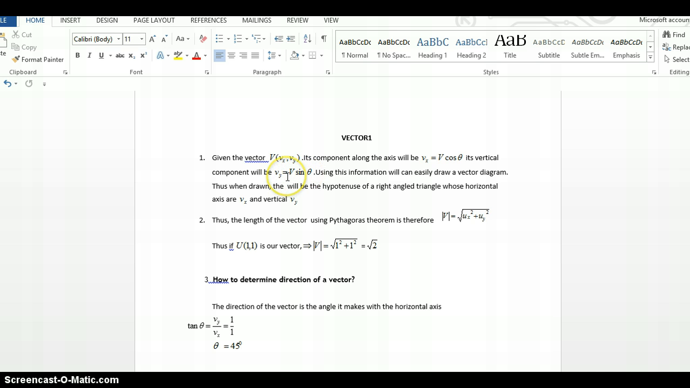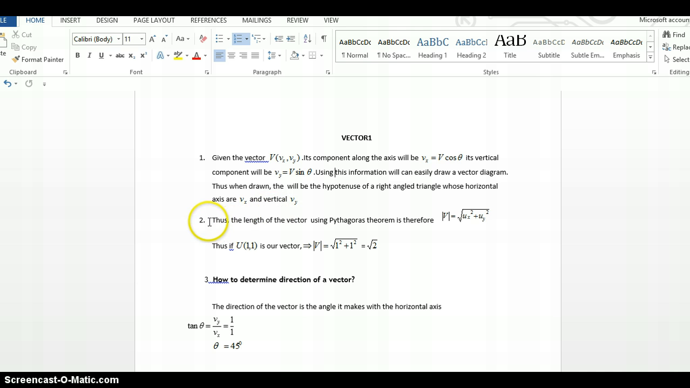Since the y-axis has a component v sin theta and the x-axis has a component v cos theta, drawing this vector will give a right angled triangle, though I didn't draw the diagram here. It's a right angled triangle having the horizontal as v cos theta and the vertical as v sin theta. So the vector itself is the hypotenuse of the right angled triangle.